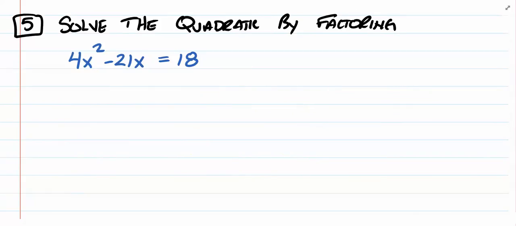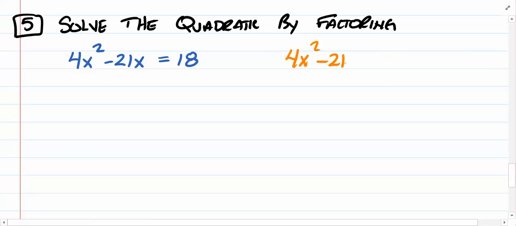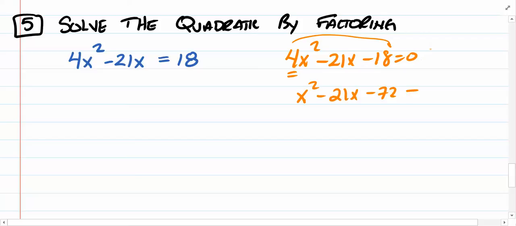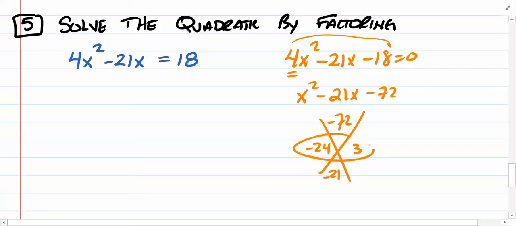Box number 5, we're going to solve this quadratic by factoring. So first let's rewrite it in standard form. So how about 4x squared minus 21x minus 18 is equal to 0. Then I'm going to multiply the first term by the last term and get x squared minus 21x minus 72. And then from here I solve the little diamond problem. I get negative 72 and a negative 21, and I believe it's negative 24 and 3 is what makes this problem work. So this is what tells me how to split that middle term back up.